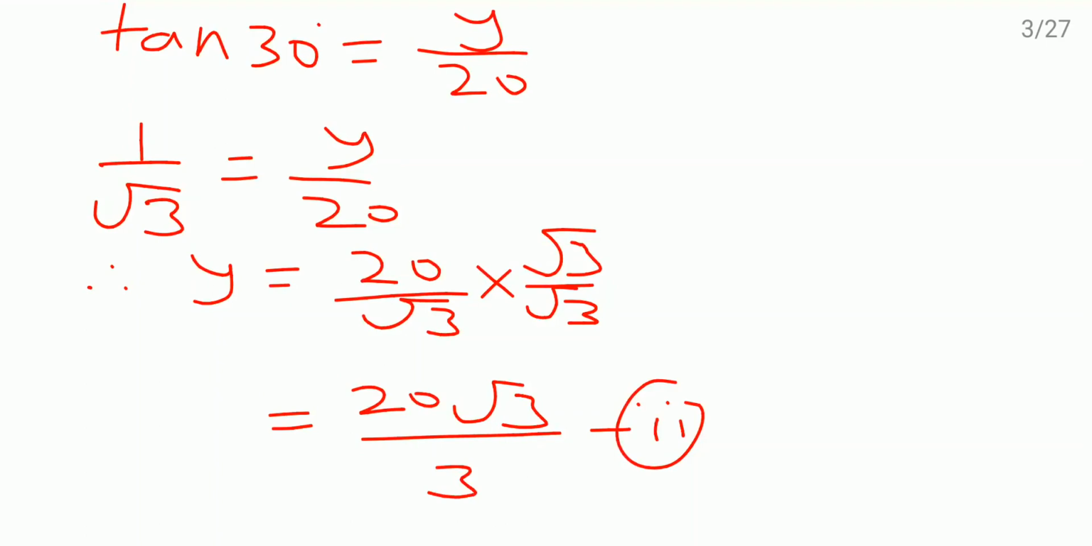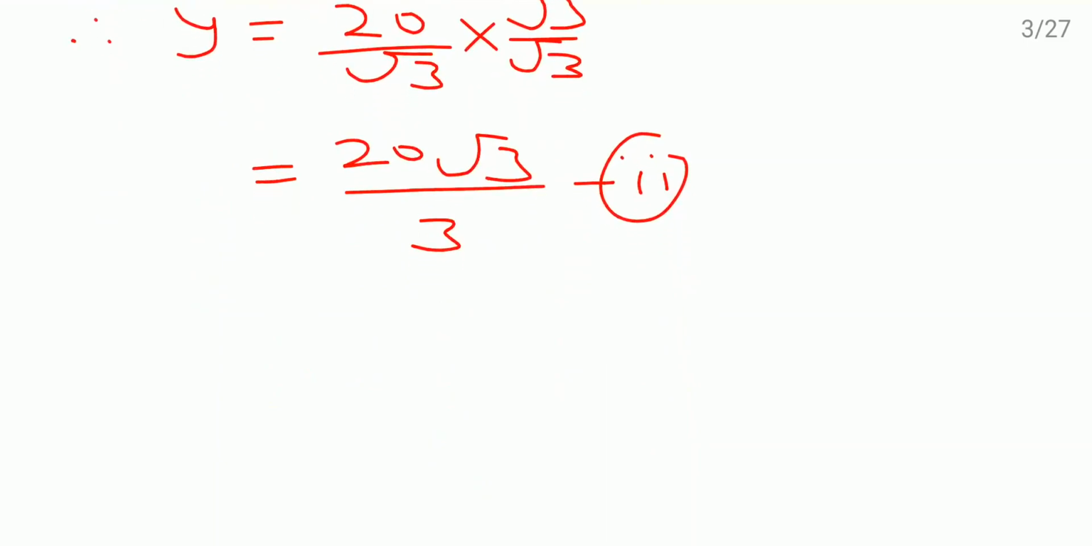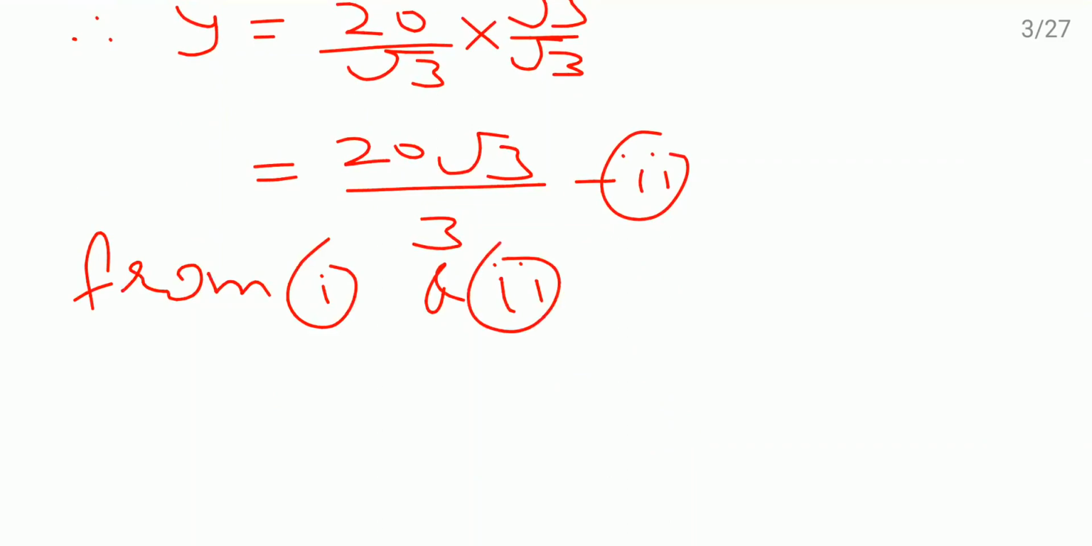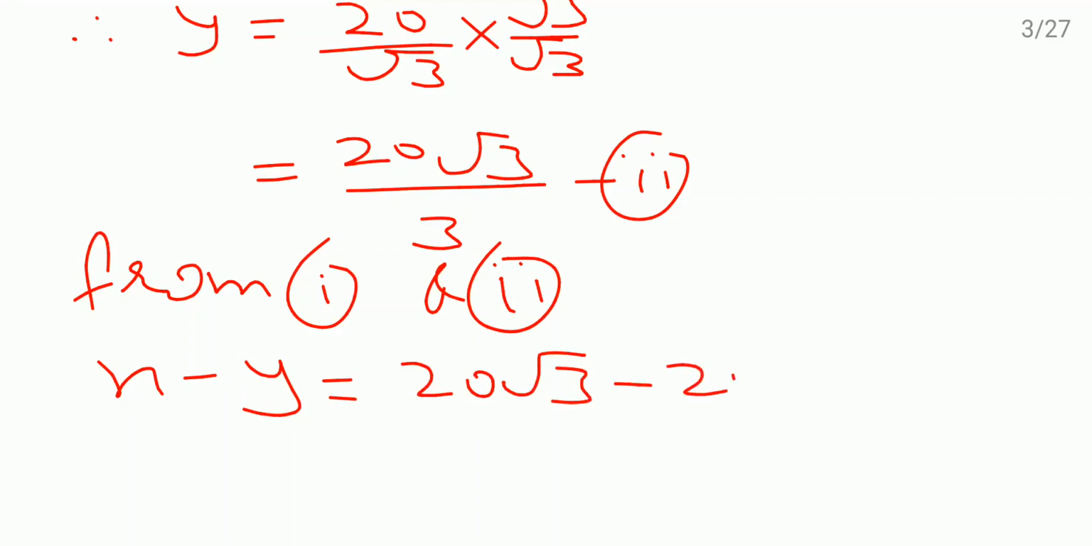They have asked us the difference between the height of two poles. The first pole is taller, second is smaller. So it is X minus Y. So here I'll write down from 1 and 2, X minus Y, which is equal to, the value of X is what here? X comes as 20 root 3 minus Y is 20 root 3 by 3. Just see what we can take common.